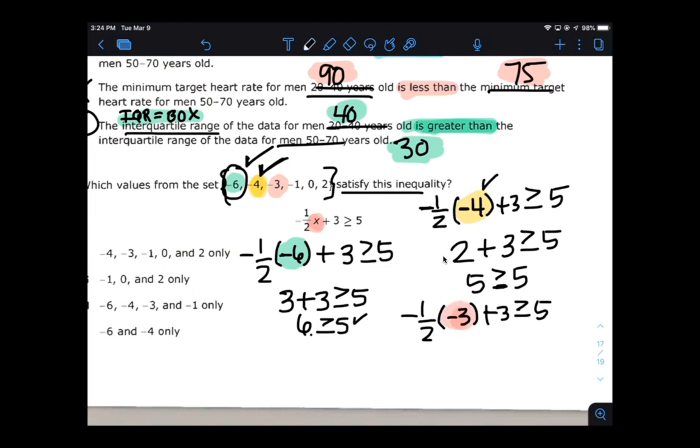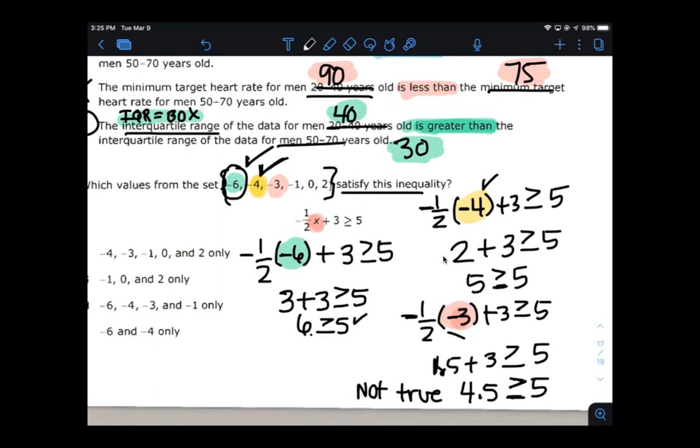So half of 3 is 1.5, and it's positive. Negative times a negative is positive. Plus 3 is greater than or equal to 5. And if I add 1.5 plus 3, we have 4.5 greater than or equal to 5. And this is definitely not true because 4.5 is not greater nor equal to 5, right? So negative 3 does not make this inequality true.